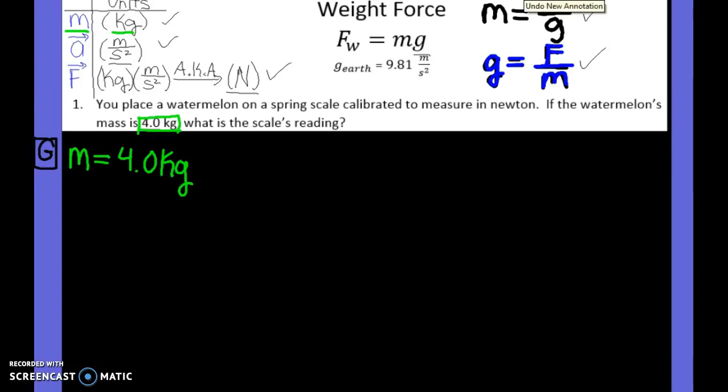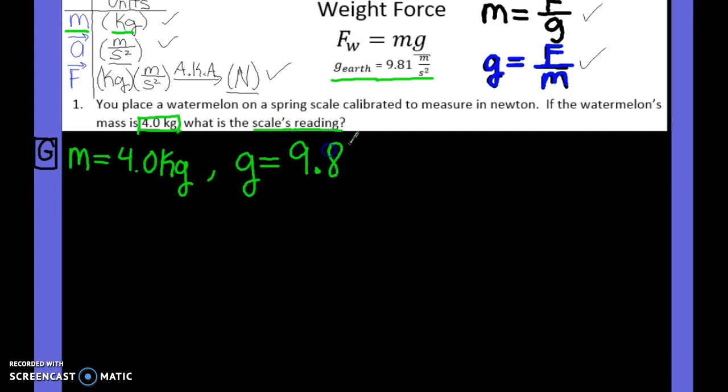Okay? And since we are talking about something being pulled down, or its weight, it's asking what the scale reading is. And what do we mean by scale? What measures your weight? So if we're measuring weight, we're going to use G. G is given as, on average, G for the Earth equals 9.81.